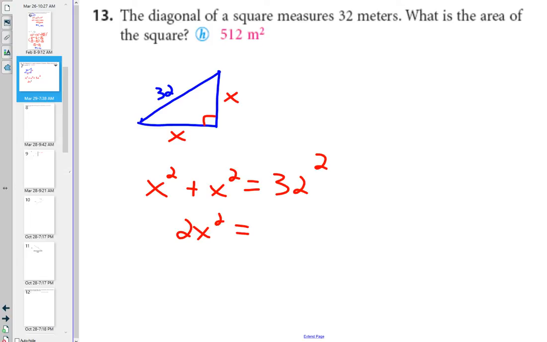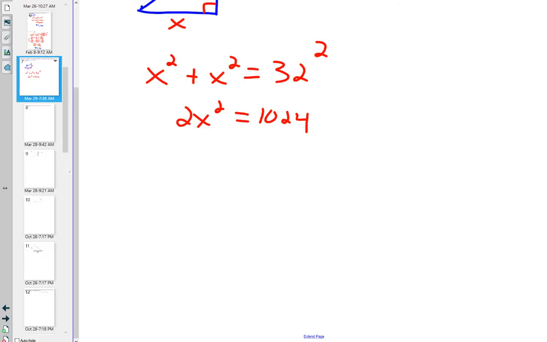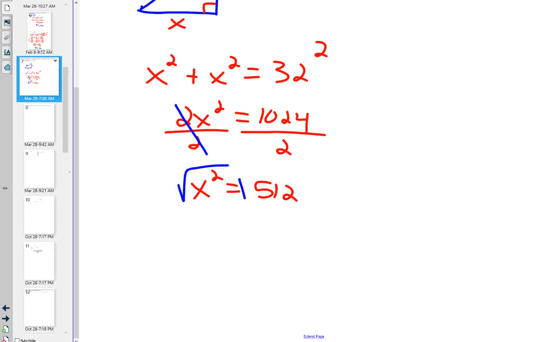So 2x squared is equal to, what is 32 squared? 1,024. Yes. And then we'll divide it by 2. x squared is equal to 512. Take the square root. I'm doing the same thing that I've done on all the other ones.